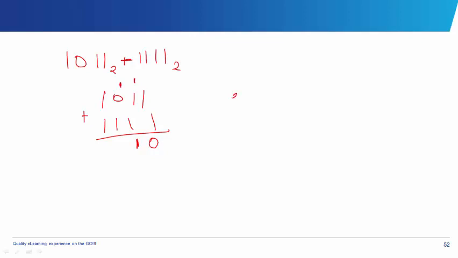Okay, because the 3 minus 2 will give us 1. So write 1 and carry 1. So 1 plus 1 will give us 2. 2 minus 2 is 0. So write 0, carry 1. So 1 plus 1 plus 1 is 3. We'll write 1, carry 1. So this is our final answer. 1 0 1 0 1 1 0 1 base 2.